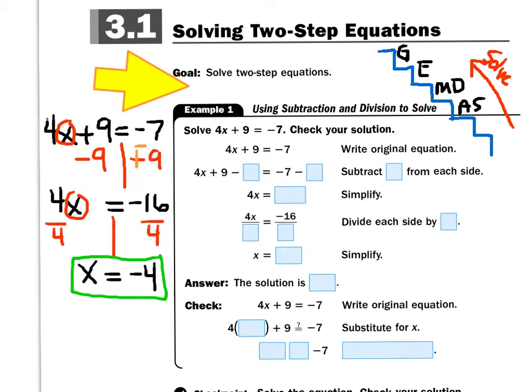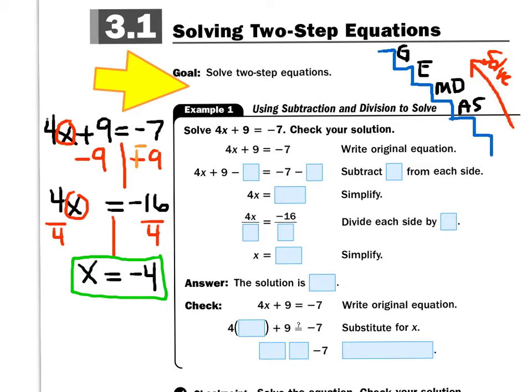Well, hi, you guys. Let's talk about solving two-step equations today. So, take a look at this little GEMDAS ladder. Remember, if we want to simplify, we always would do whatever's inside the grouping symbols first, and then we would take care of all the exponents, and then we would multiply or divide, and then we would add or subtract. But when we solve equations in algebra, we actually have to climb up the stairs.